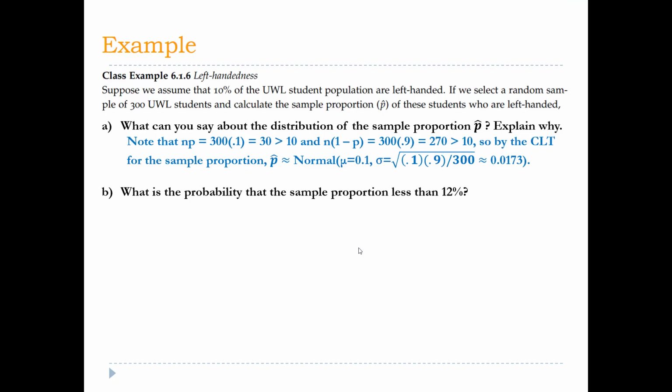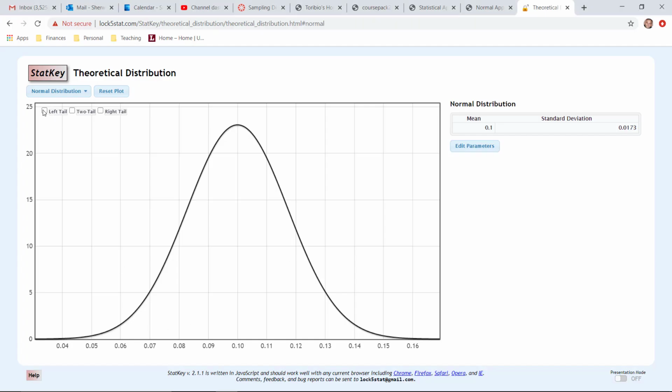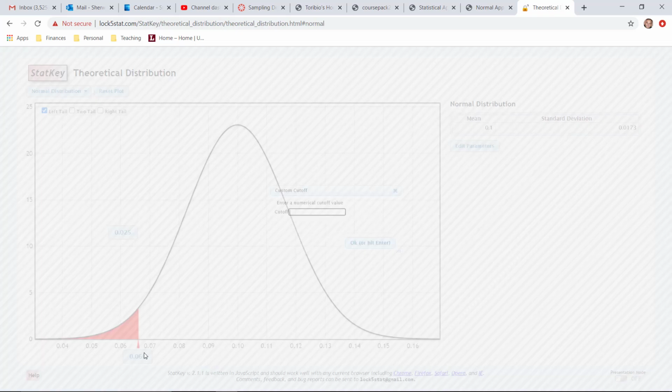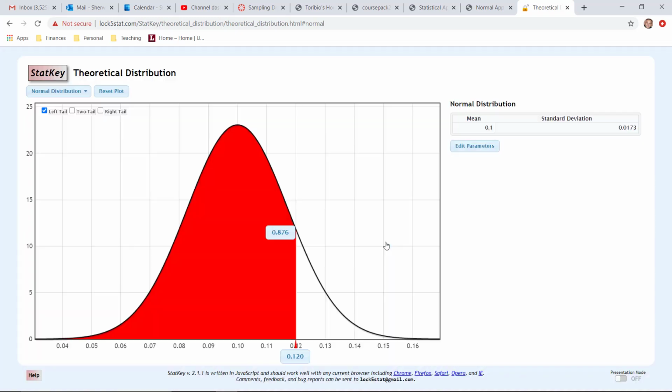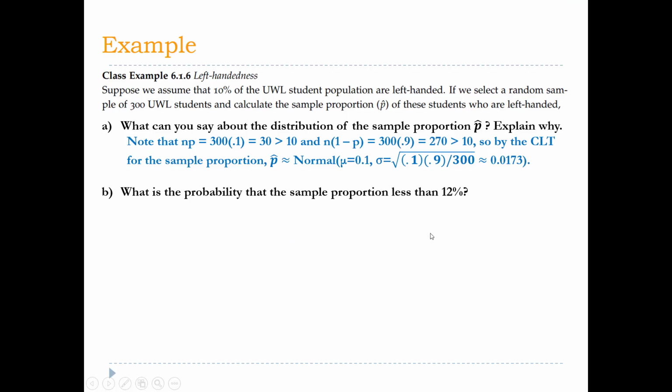And what we want to find is the probability that it is going to be less than 12%. So less is left tail, change that to 0.12, so 12%. And we get a probability of 0.876. So that's how I got this. So the probability that p hat would be less than 0.12 is equal to 0.876. And of course, you can use the calculator as well, using the normal CDF function.